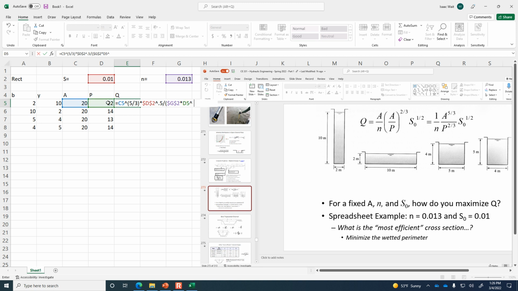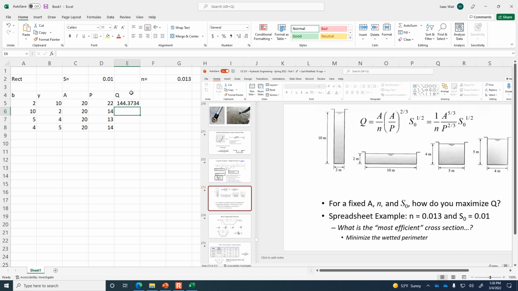So I'll just type in 0.66667 for that. All right, so the flow capacity here, by the way, I should have written units, cubic meters per second. So 144 cubic meters per second is what we could convey with this narrow, deep channel.